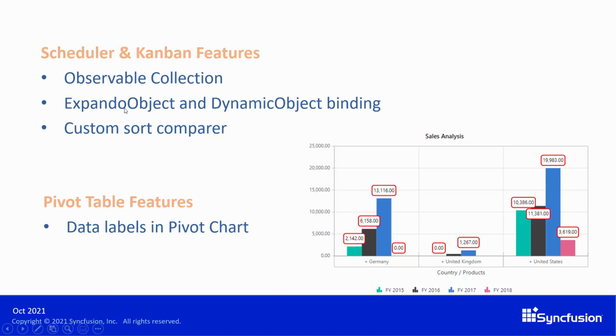So this is also supported in scheduler component now. Not only in scheduler, but these kind of data binding options is now supported in Blazor Kanban component also. And apart from that, scheduler also obtained a custom sort comparer feature in this release. Now you can customize the default sort action for the overlapping appointments by writing your own sorting logic.